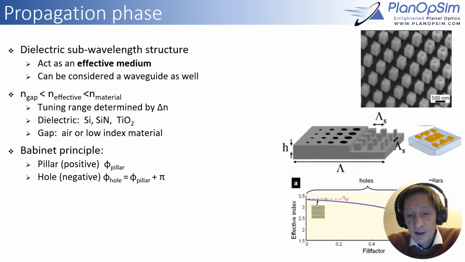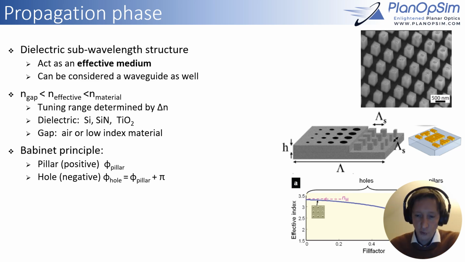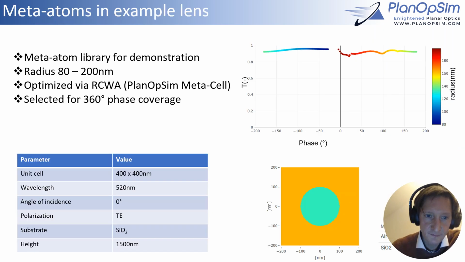And this principle can be used for pillars, like you see often, but also for holes through something known as the Babinet principle. So if we can create an effective medium using a pillar, we can also create an effective medium using a void, a hole in that medium. So that's a propagation phase. Let's now see, can we use this to make phase control?